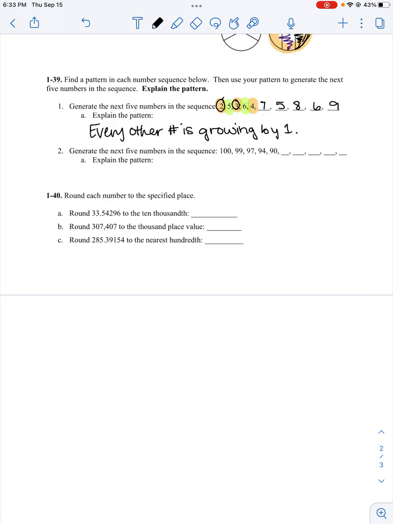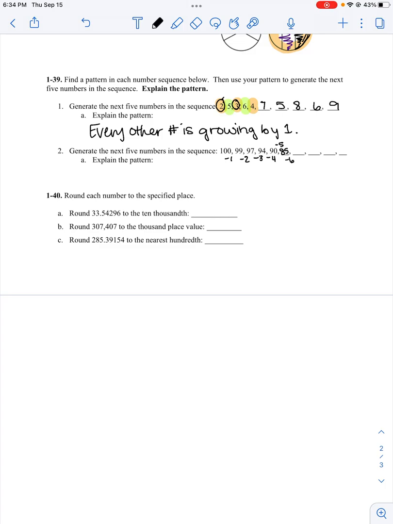Now, the next one. Generate the next 5 numbers in the sequence: 100, 99, 97, 94, 90. Okay. So, 100 minus 1 is 99. 99 minus 2 is 97. 97 minus 3 is 94. 94 minus 4 is 90. I think there's a pattern here. So 90, the next step would be 90 minus 5, which is 85.